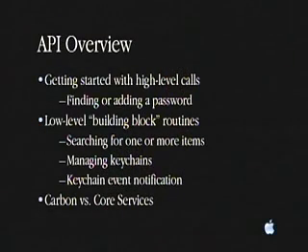So here's the sort of high-level overview of the API. There are two sort of divisions. There's high-level calls and low-level calls. And it's real easy to get started with the high-level calls because there's really only two. You'll find a password or you'll add a password if there isn't one already there.